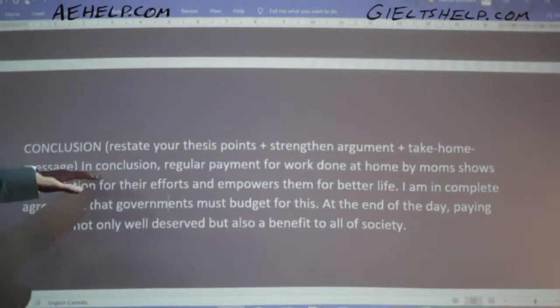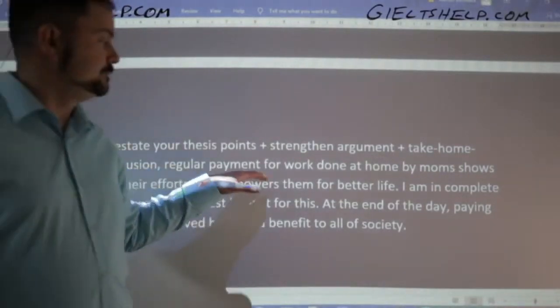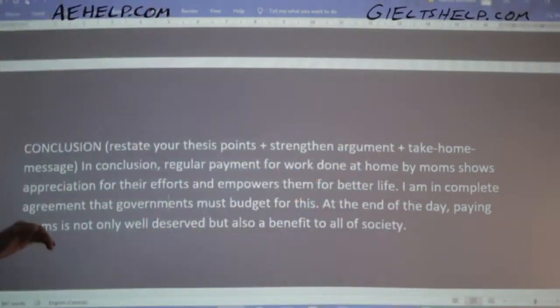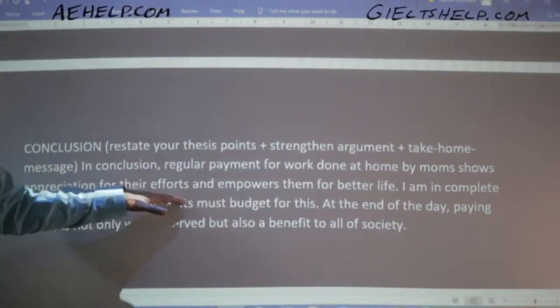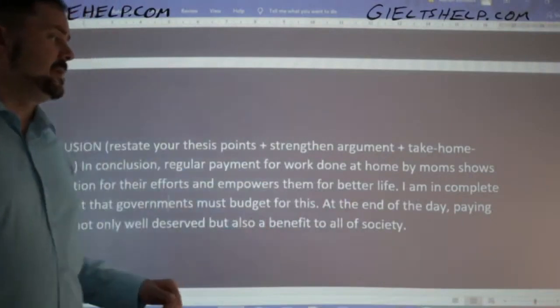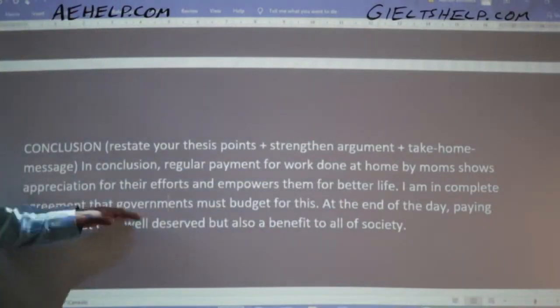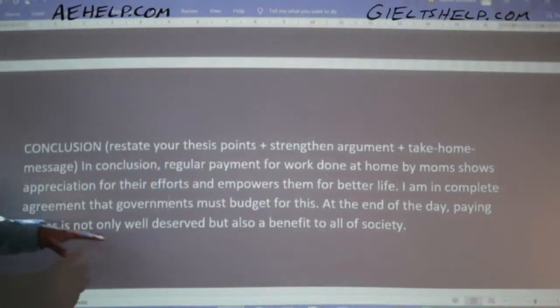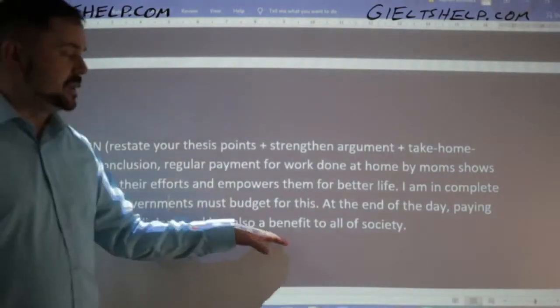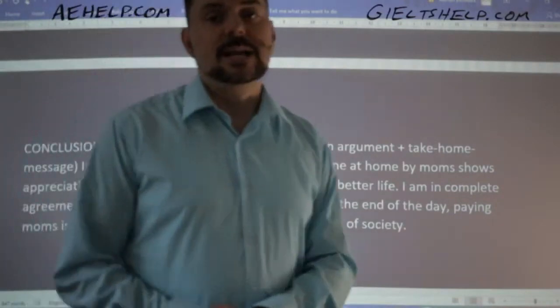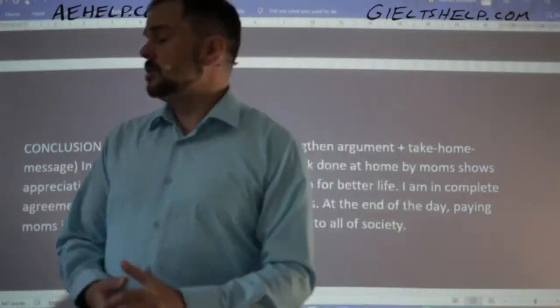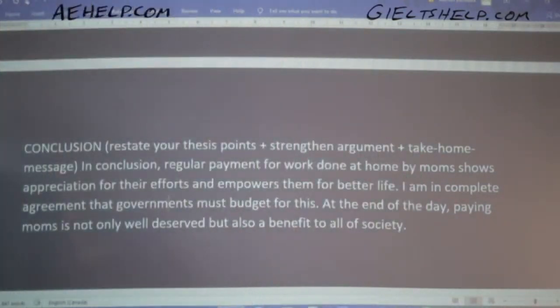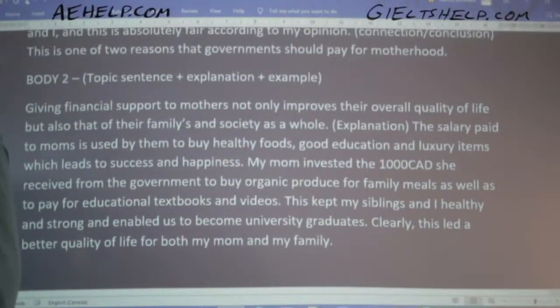It looks good. In conclusion, regular payment for work done at home by moms shows appreciation for their efforts and empowers them for better life. I am in complete agreement that governments must budget for this. At the end of the day, paying moms is not only well-deserved, but also a benefit to all of society. Absolutely. Okay, students, so that is the essay. That would certainly get you a band 8 to band 9, no question about it.